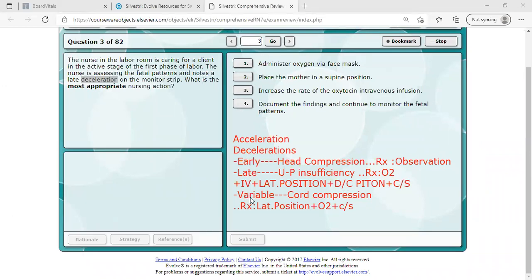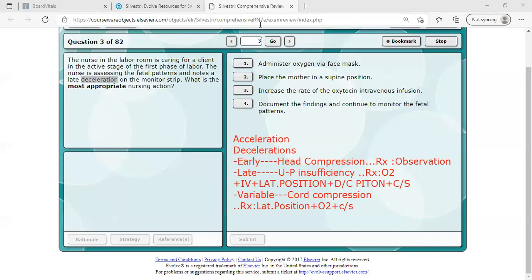If the baby has a variable deceleration, it is a combination of early and late deceleration, and the reason is cord compression, compared to head compression in early deceleration. If the baby has a variable deceleration, we request the mother to take left lateral or Trendelenburg position, give oxygen, and prepare for cesarean section. Every student must know each of them.